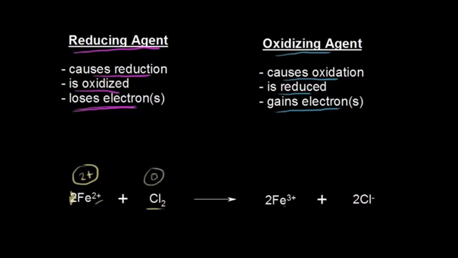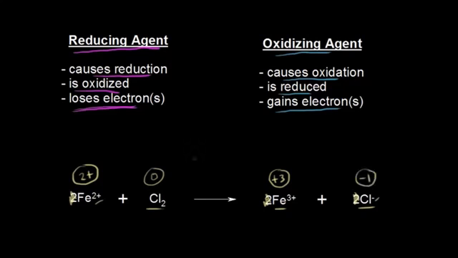I move over here to iron 3+, ignore my coefficient. A monatomic ion has an oxidation state equal to the charge on that ion, so the oxidation state is +3 here. And I think about the chloride anion. I ignore the 2. I think about the negative charge, a -1 charge, meaning the oxidation state is -1.